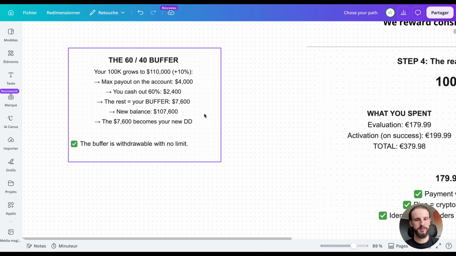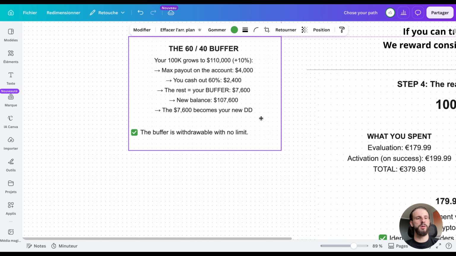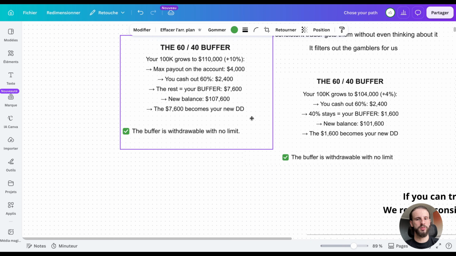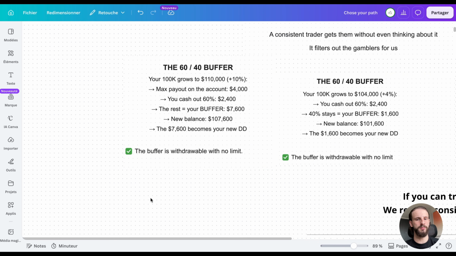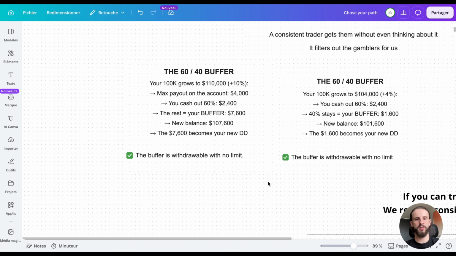And that is the key point, because the split only applies to the $4,000 payout. A lot more profit in this case stays on your account. Your buffer here is not just $1,600. It is everything above your starting balance, which is a full $7,600 of drawdown to work with now. And the best part is, in both cases, the buffer is fully withdrawable with no limit. So nothing is ever locked away from you. You can always take out whatever you want.